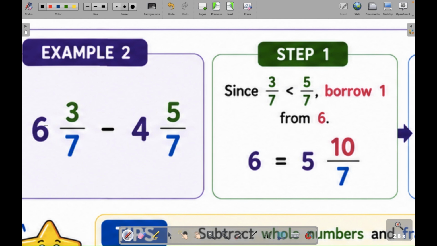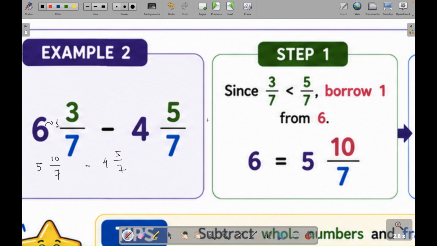How can we make it larger? We borrow 1 from the whole part. Once we borrow 1, this becomes 5, and this becomes 1 3/7. If I write this, it will be 1 times 7, which is 7, plus 3, which is 10. So this becomes 5 10/7. Instead of 6 3/7, it became 5 10/7. Now I just have to subtract 4 5/7 from this, so this becomes very easy.